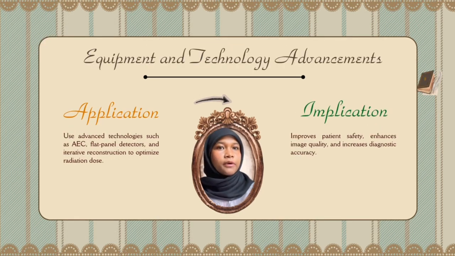Next, I will share with you guys about the equipment and technology advancement in radiation dose optimization. Modern imaging systems are equipped with advanced technologies that help reduce radiation exposure without compromising image quality. Examples include flat panel digital detectors, automatic exposure control or AEC, and iterative reconstruction technique in CT imaging. These technologies improve image quality by reducing noise and enhancing anatomical details while using a lower radiation dose. They are particularly beneficial for vulnerable patient groups such as children and women of childbearing age. As a result, technology advancement plays an important role in improving patient safety and diagnostic accuracy.